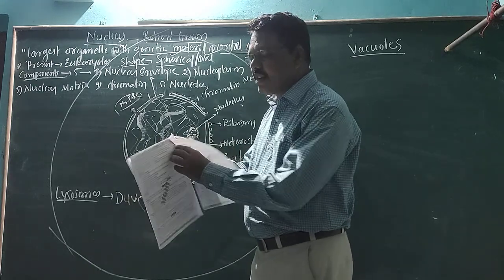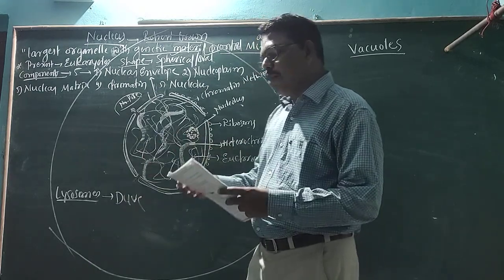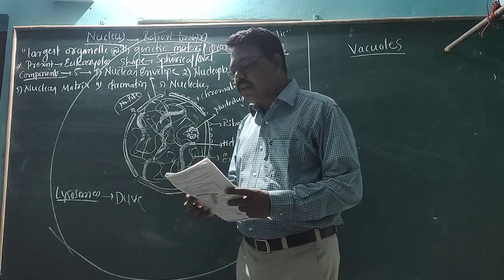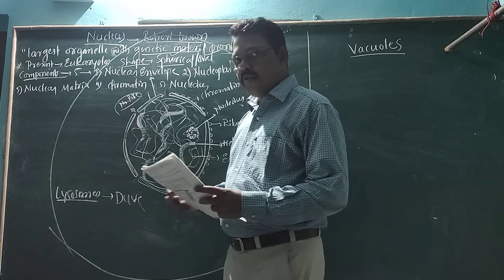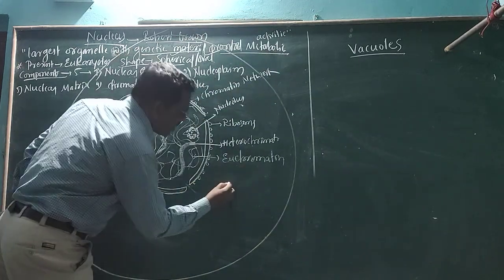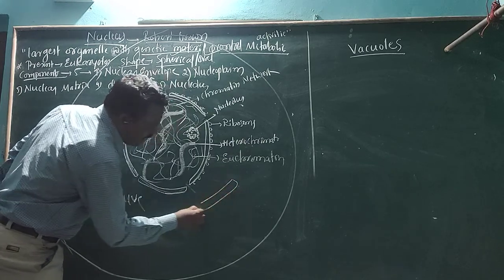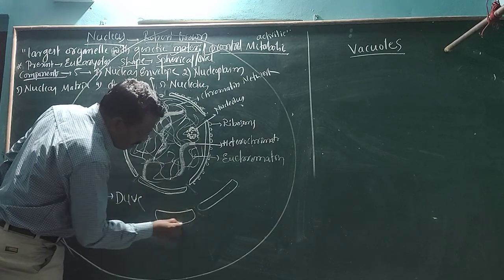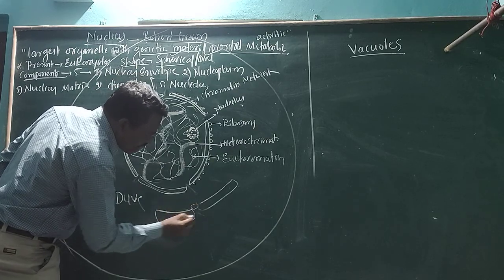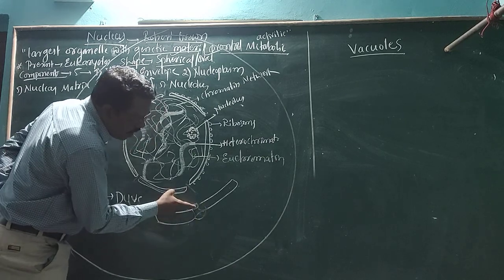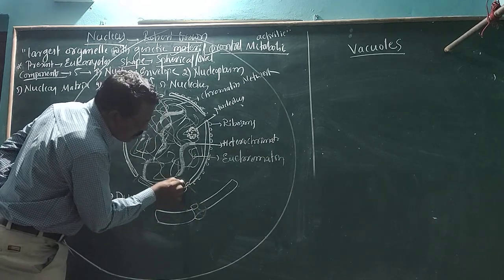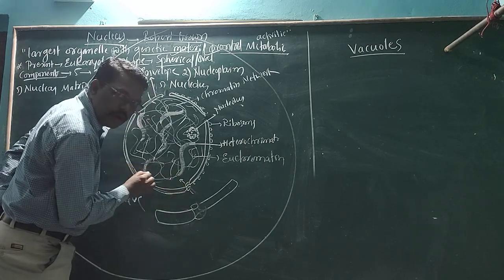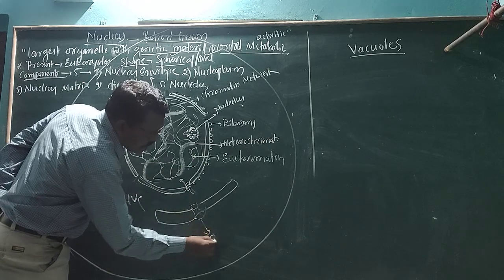Each pore is not a simple pore. It is very complex, very fantastic. It has a 120 nanometer diameter with 2 rings. One ring is present in the cytoplasm, and the other one is in the nucleoplasm. Here I won't draw extra. This one is the nuclear envelope. There are 2 rings: one ring is present within the nucleoplasm, and another ring is present in the cytoplasm.